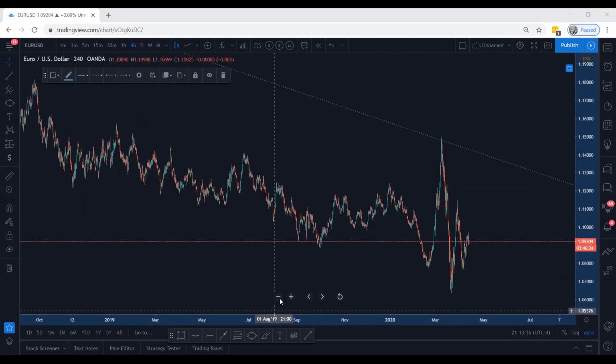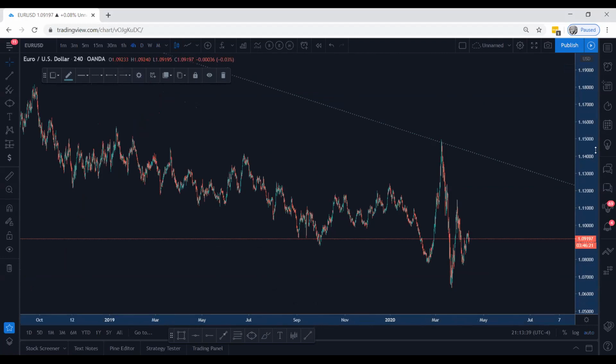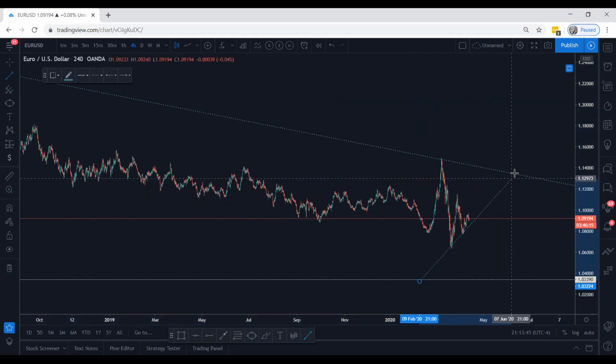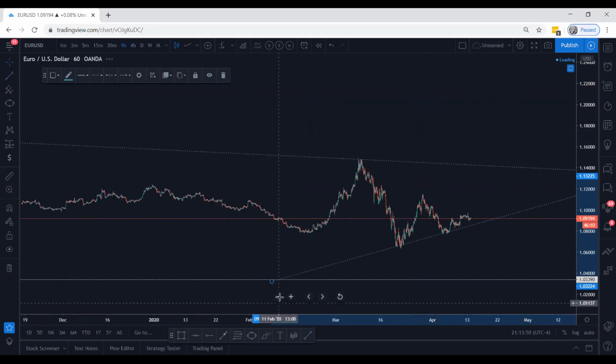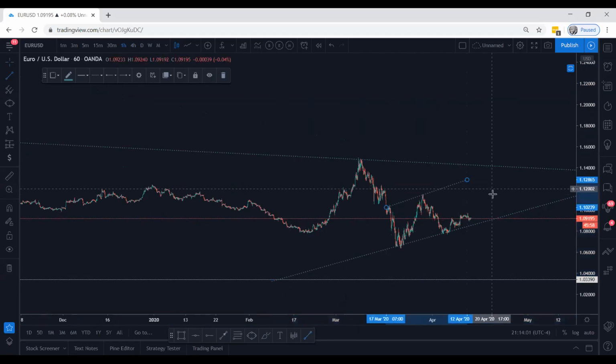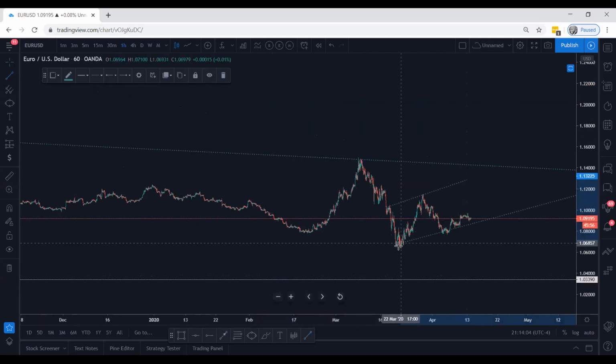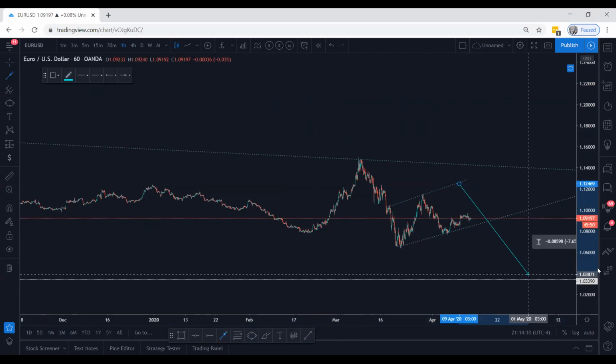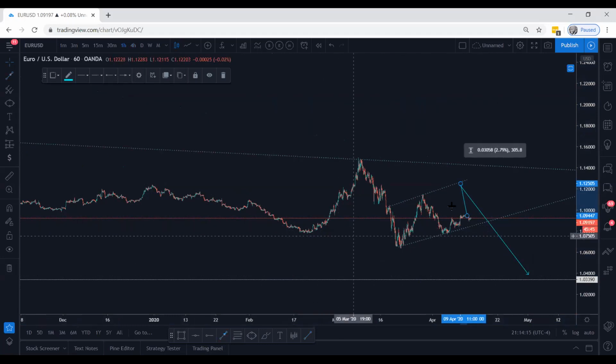Okay, so then dropping down to our 4 hour. Again, pretty similar structure. So we're basically getting a correction at this point. So looking for price to pull back. Flag forming there. And then I would look to sell for that continuation up in this area.